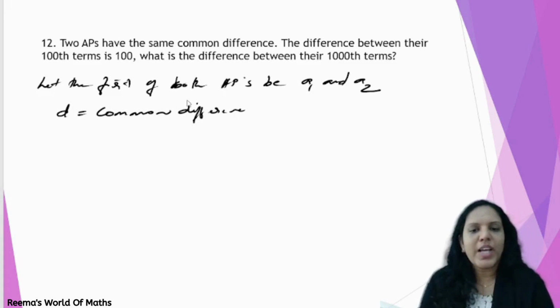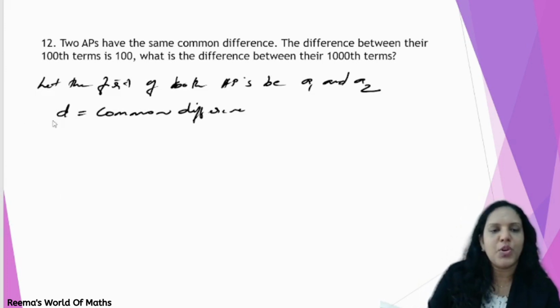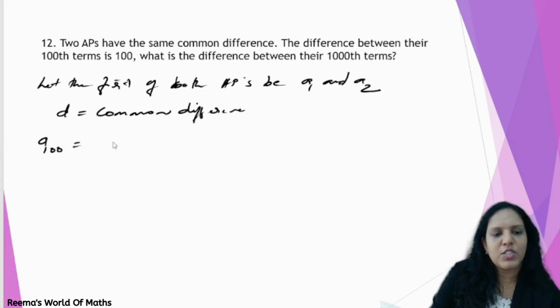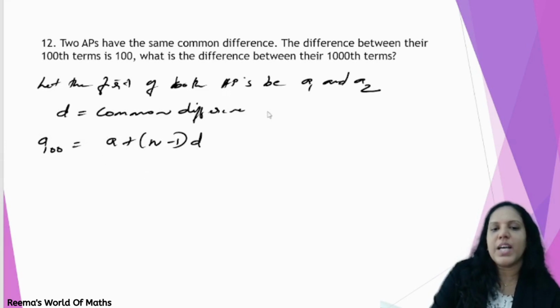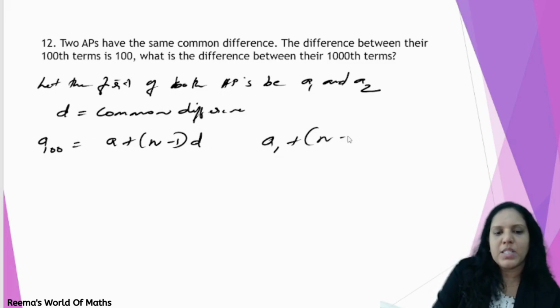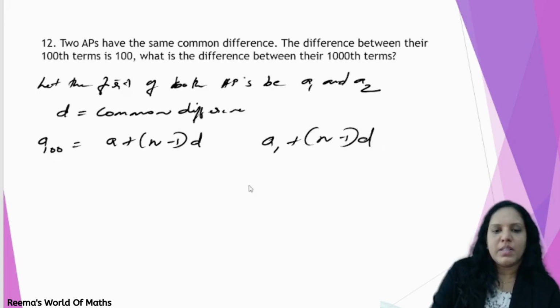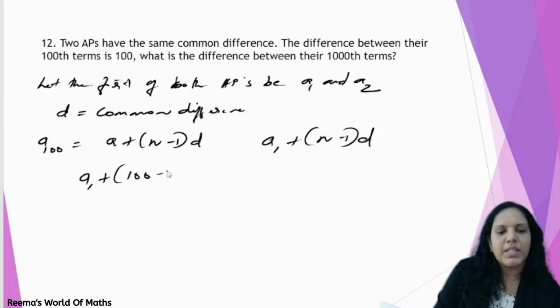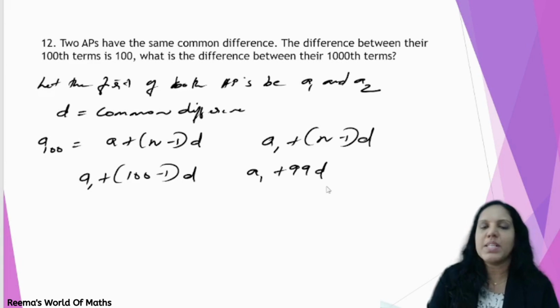And now we have given the difference between the 100th term. So for the first AP, the 100th term will be A100 equals, we know any nth term is A plus n minus 1 into D, correct? Here the first term we have considered as A1. So that is A1 plus n minus 1 into D. So that will be A1 plus, n is here 100, that is 100 minus 1 into D, A1 plus 99D. So the 100th term of the first AP is A1 plus 99D.